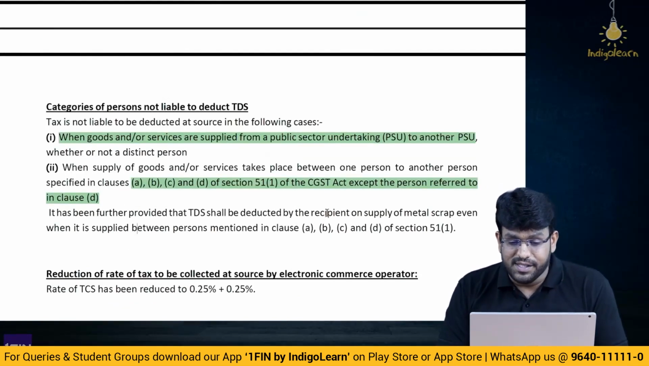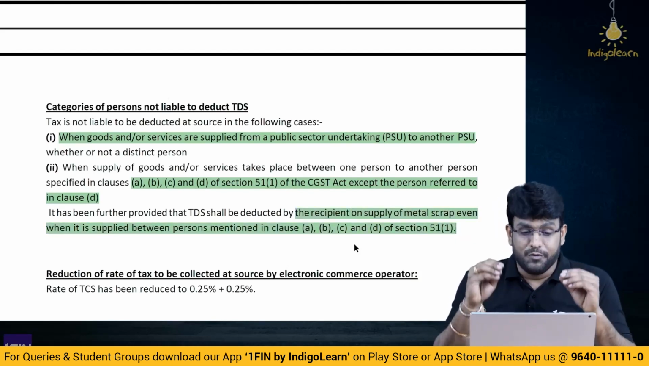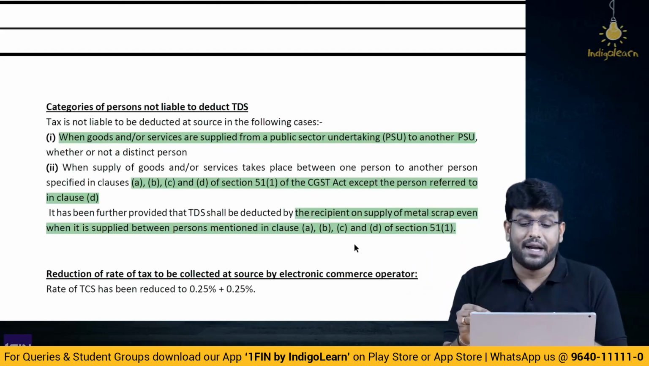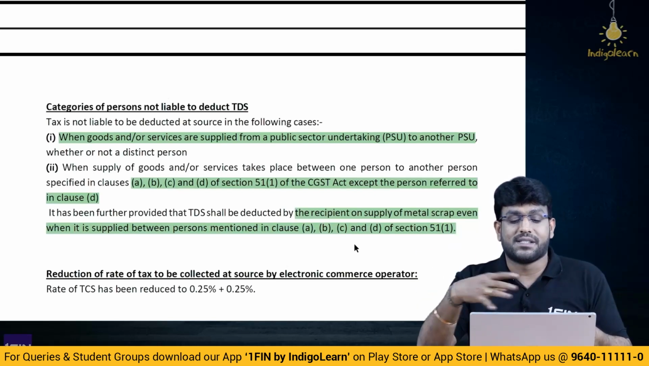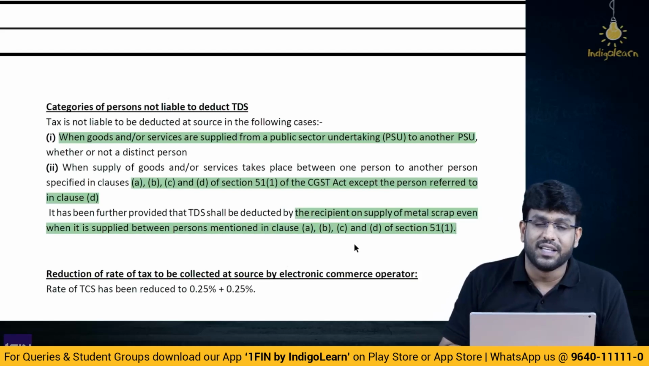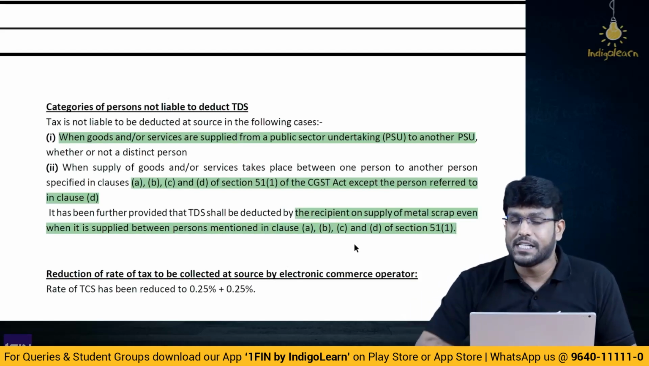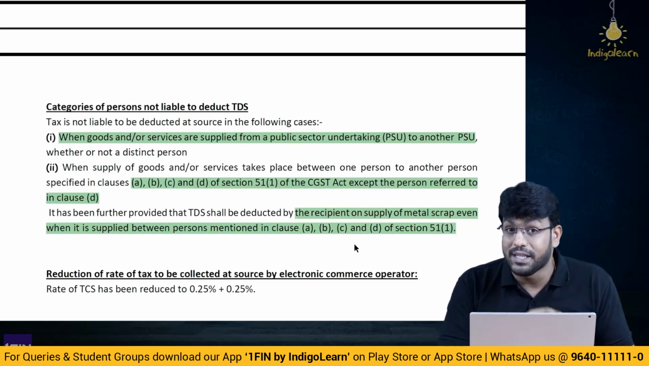It has been further provided that TDS should be deducted by the recipient on supply of metal scrap even when it is supplied between persons mentioned in A, B, C, D. I'll repeat that line once again. Please see that. It has been further provided that TDS shall be deducted by the recipient on supply of metal scrap even when it is supplied between the persons specified in A, B, C, D of 51. That means what? If there is supply of metal scrap from PSU to PSU, then the TDS provision will apply. Important point. Latest amendment. Question can come.